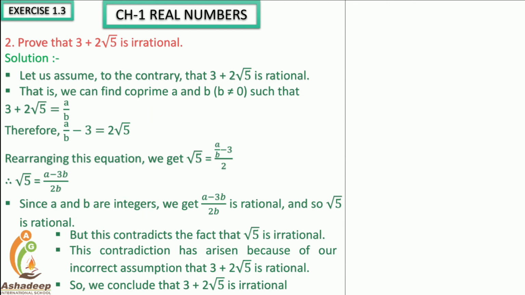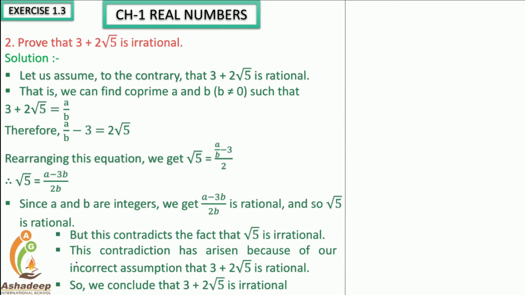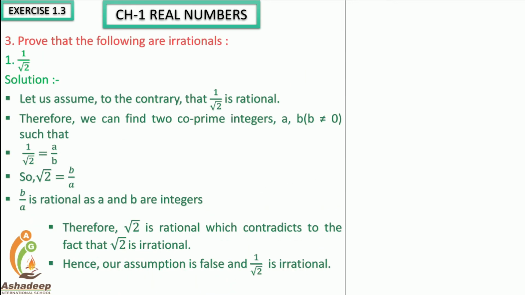And here what we have to do is simple: make the root 5 alone, and the other terms on the other side of the equals to, that means on the right hand side, right? If the right hand side is a rational number, then root 5 must be a rational number, but this contradicts the fact that root 5 is an irrational number. So this contradiction has arisen because of our incorrect assumption that 3 plus 2 root 5 is a rational number. So we conclude that 3 plus 2 root 5 is an irrational number, right?